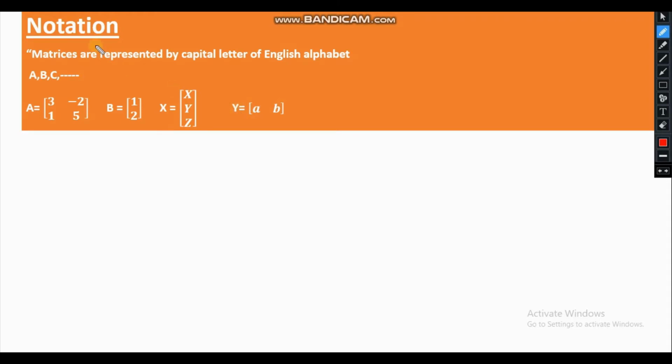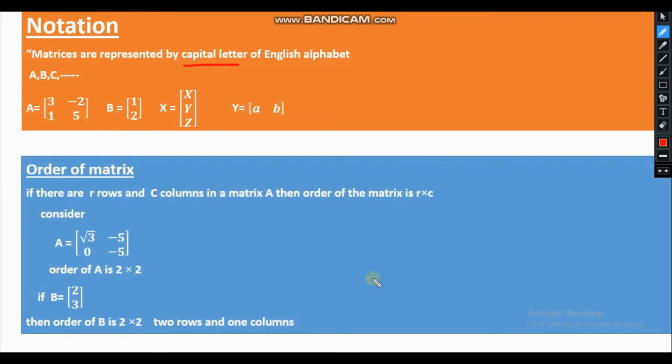So notation means a matrix can be represented by a capital letter of the English alphabet, such as A. Inside the matrix, you can write elements with small letters. Y is a capital letter naming the array of the matrix. Now, order of matrices.